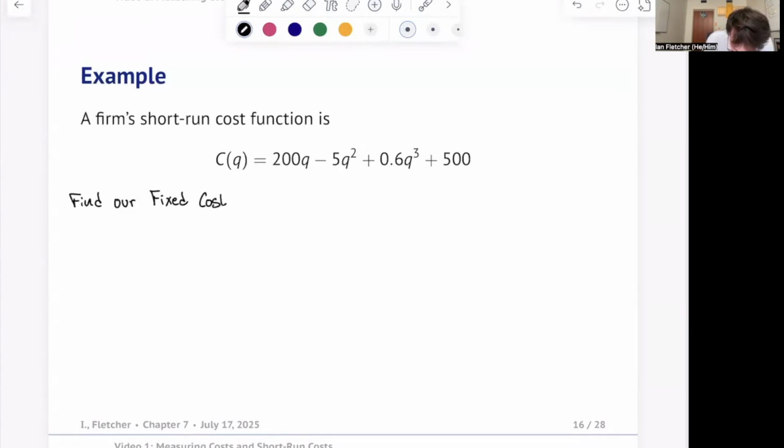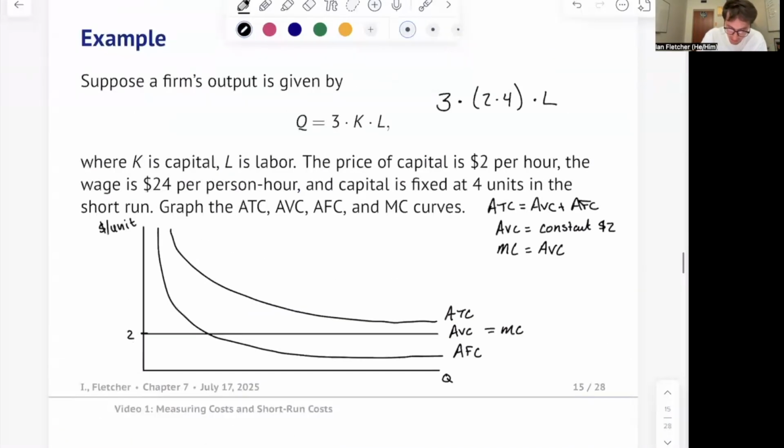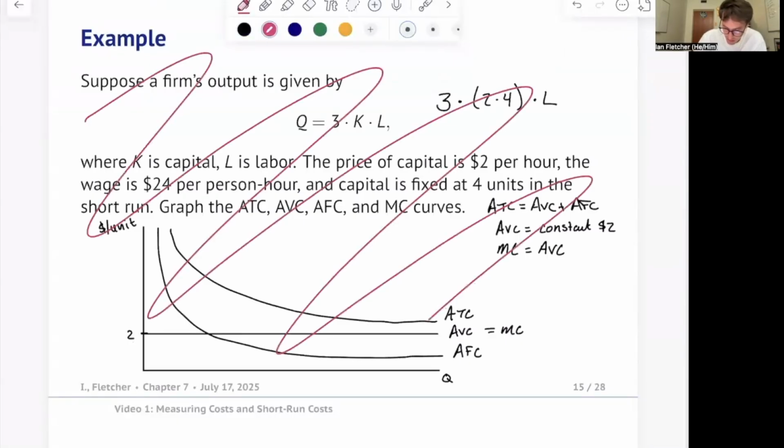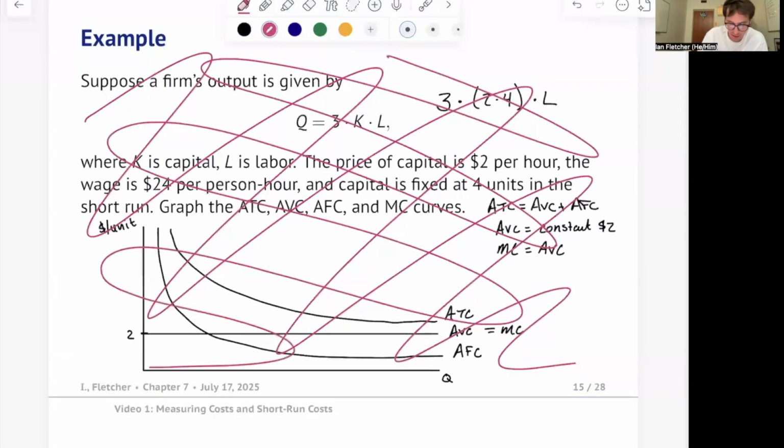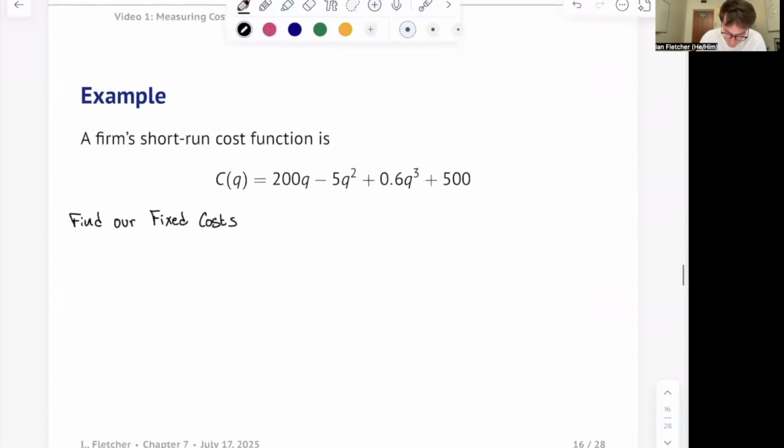Actually, you know what? I'm never going to ask you this question, so let's just ignore that one. Our fixed costs are non-varying, and so our fixed costs are going to be this 500 here.